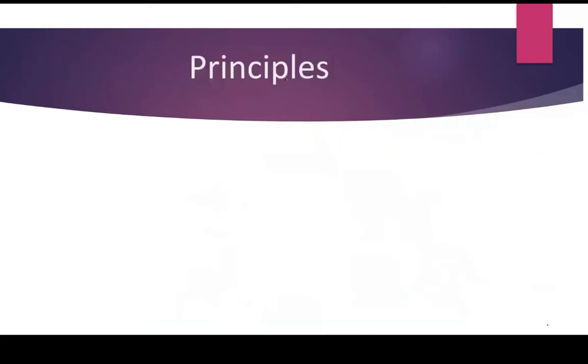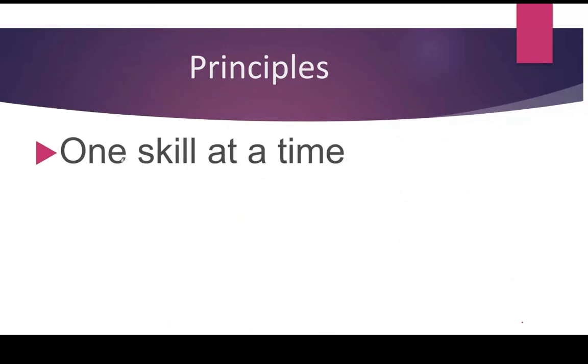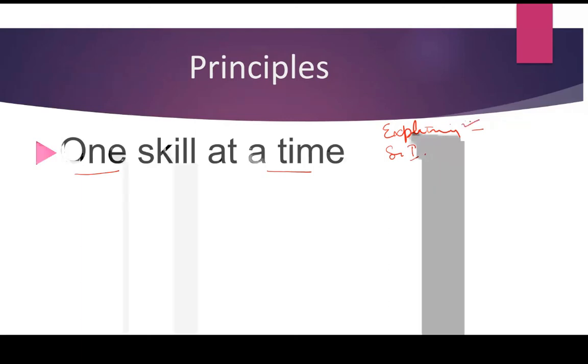So there are some principles which we follow in the micro teaching. The first principle is that we have to take only one skill at a time. If we are taking explanation, then we have to take only explanation. If set induction, then only set induction, right? So we can take only one skill at one time, until and unless the pupil teacher acquires mastery of a single skill, he cannot take another skill, right?